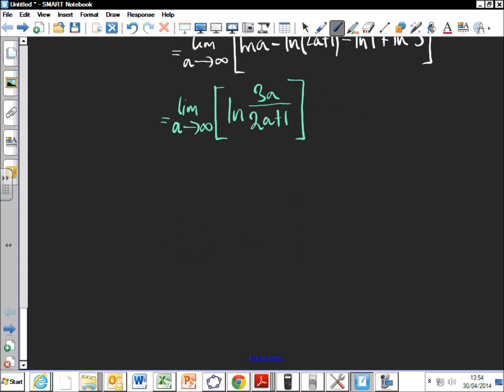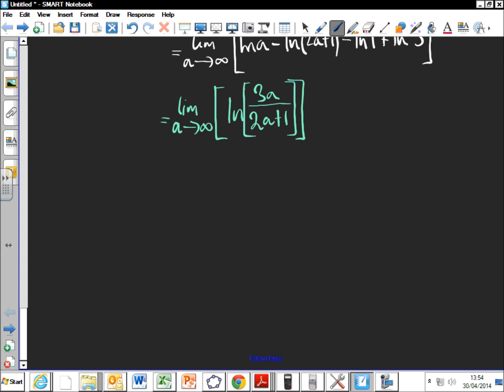And now I want to start thinking about what happens as a goes to infinity. What are we going to get? There's two ways of thinking about this last little step. Well, as a goes to infinity, the bottom gets really, really big. Well, one way you can do it, I'm just talking about this ln of this, right? Okay, ln of this.